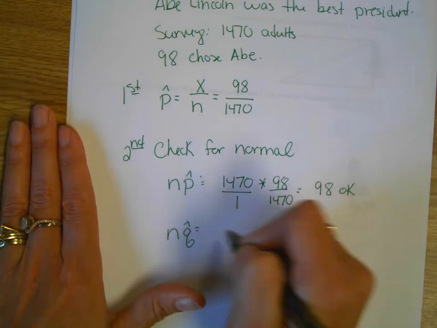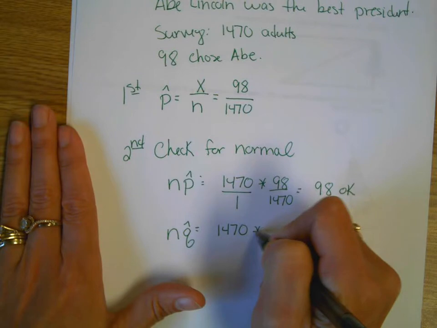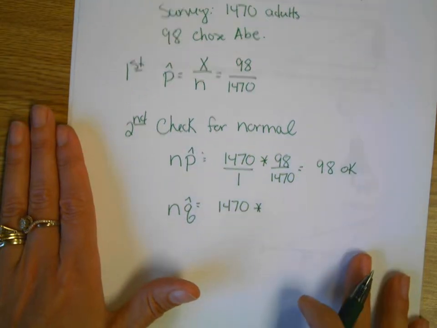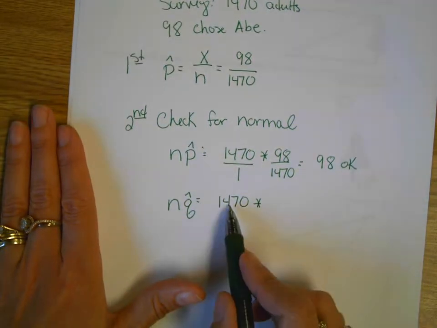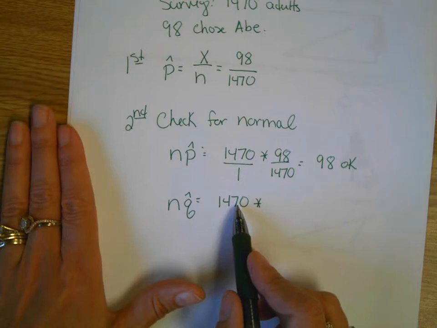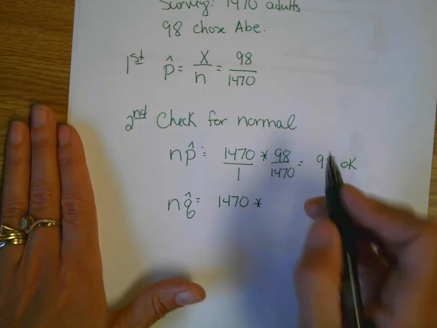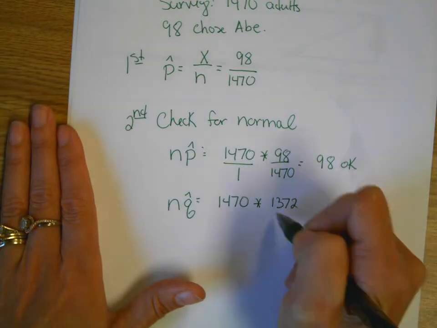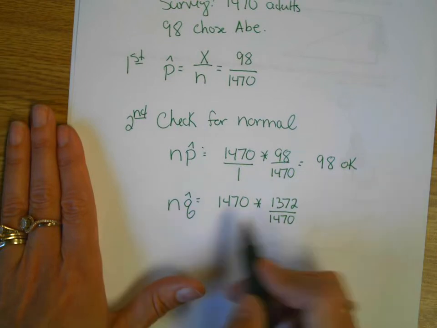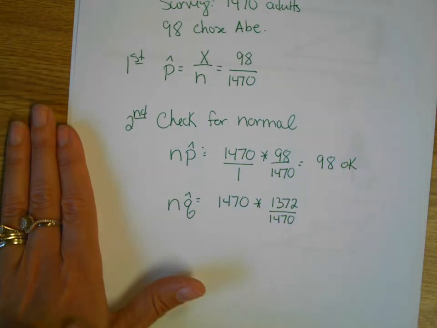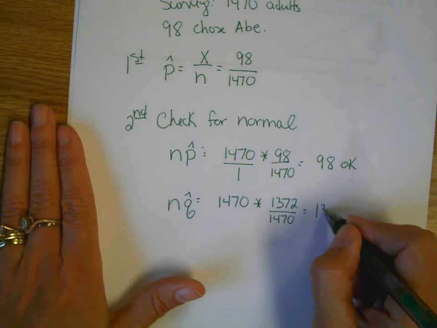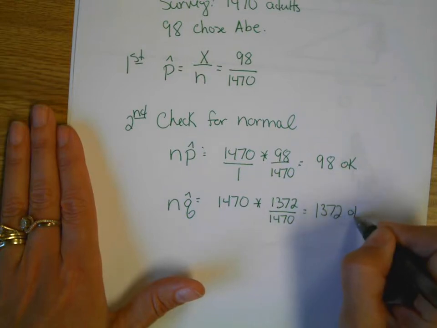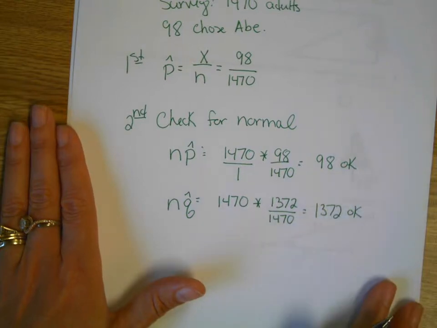What do you think q hat is? Failures. How many failures were there? A lot. So if we subtract 100, that would be 1370, so 1372. I just subtracted 100 and then added 2 back on. So that's definitely over 5, so we're good to move on.